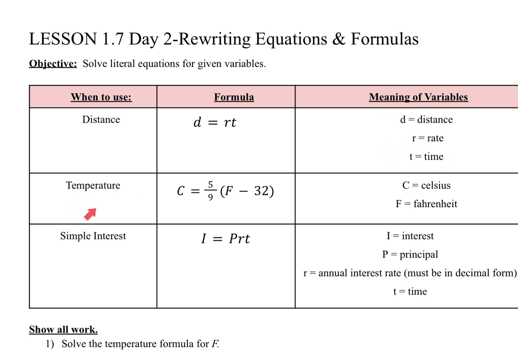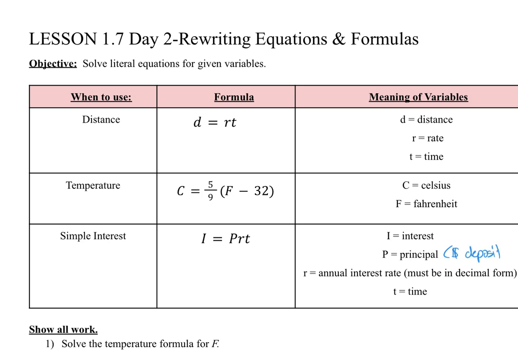Temperature, I don't think we've used this one before, but to convert from Celsius to Fahrenheit, we have this formula. C equals 5/9 times the Fahrenheit degrees minus 32. And then simple interest is our last one we're going to use today. I stands for interest, P for our principal. Let's add a little piece there. Principal, it's the principal amount, but it's the money, so you could put a dollar sign, money deposited.